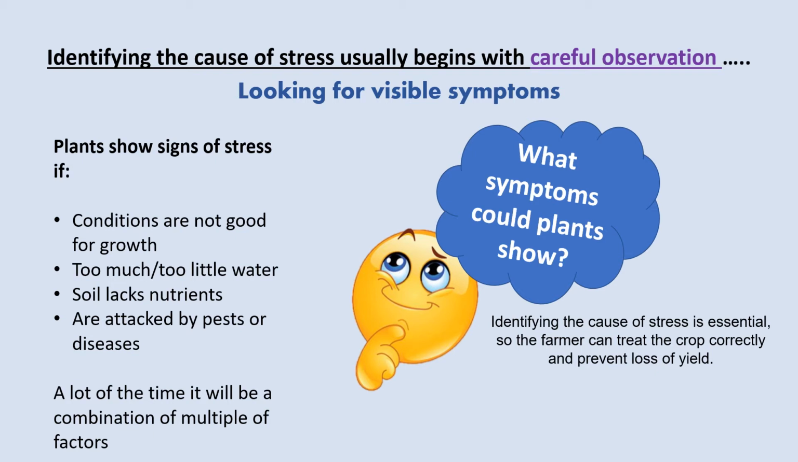Most of the time it will be combination factors. So too much or too little water will often cause soil to lack nutrition as well, as it will get washed away, or the plants won't be able to absorb it without the water there. Or being attacked by pests will often be associated with water levels as well. Pests often travel with water. So please do make a note of those stress signs down the side, because we will be using those as part of a diagnostic tool later on. So let's move on. When you're ready, unpause it.